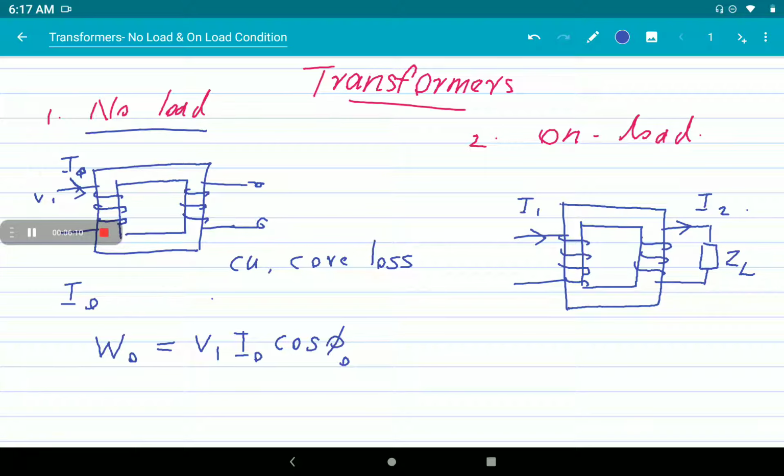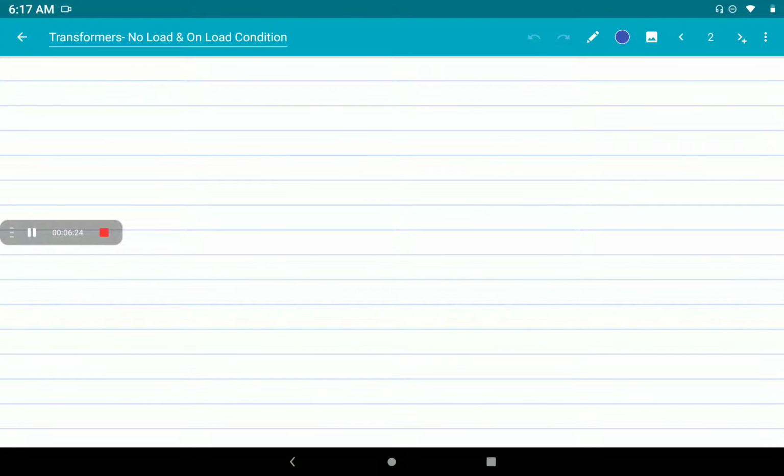Actually the primary current I0 has two components. One component is in phase with V1. Next we can draw the phasor diagram on no load condition.